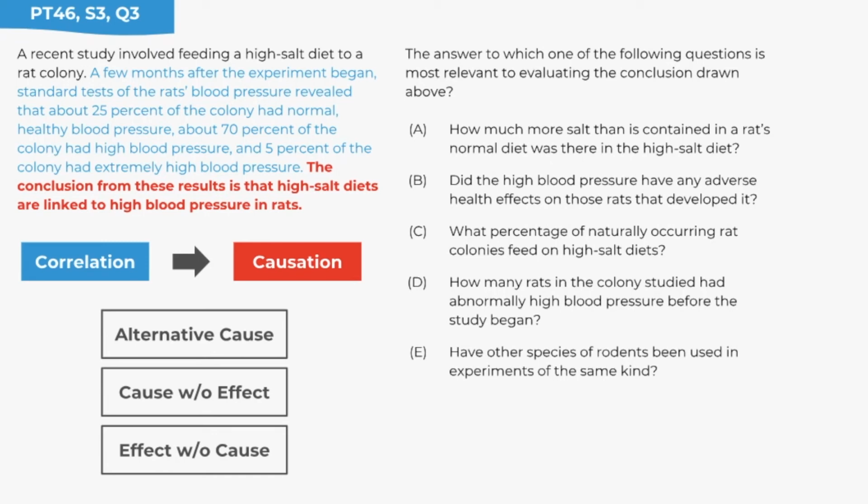Right? So maybe alternative cause, maybe effect without cause. Those would be good ways of thinking about how we could undermine the argument. And if we can find an answer choice that at least points to one of those two things, then we have a good candidate on our hands for the right answer.